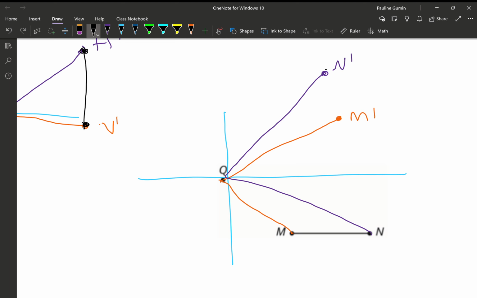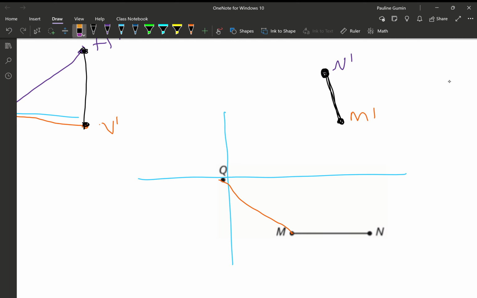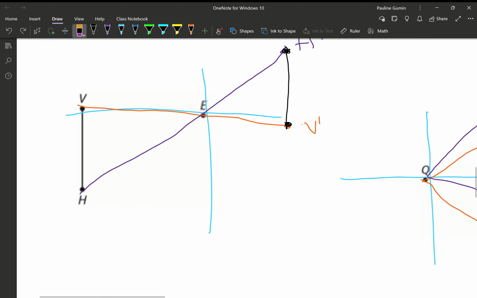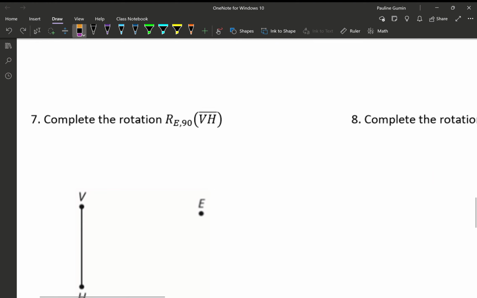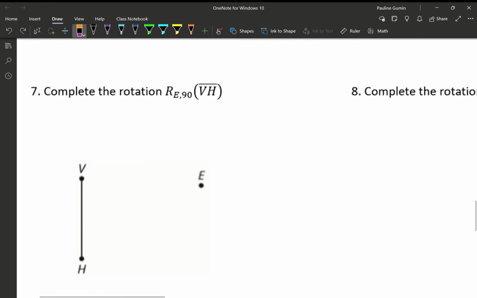Mine did not end up perfect, but that's okay. You get the idea. Let's erase the crazy lines. That's what it should look like. Just a little bit longer, probably. All right, onwards we go to number 7. 90 degrees counterclockwise around the point E.